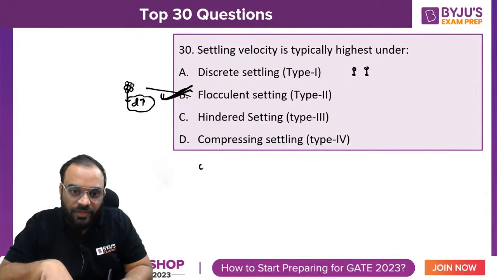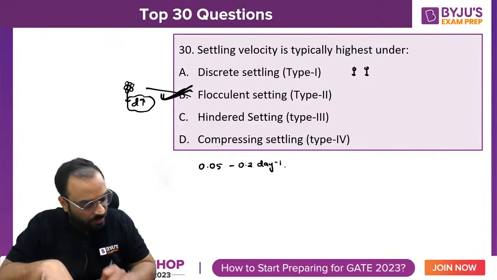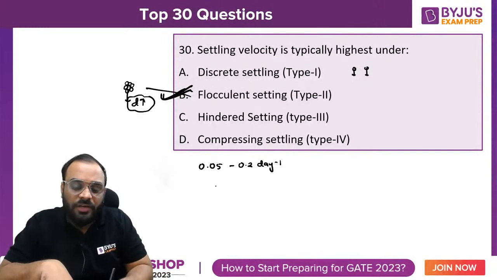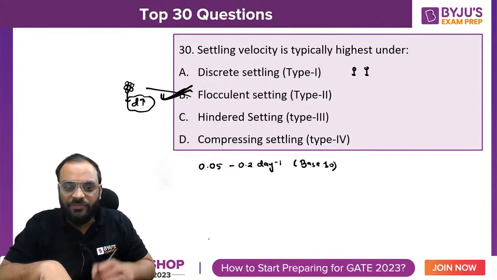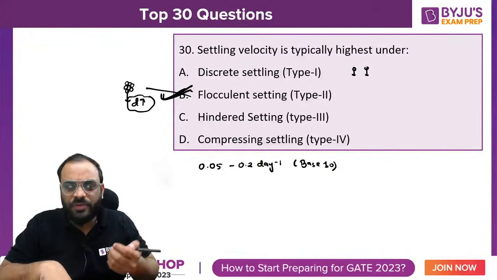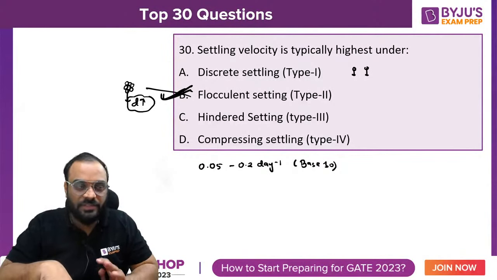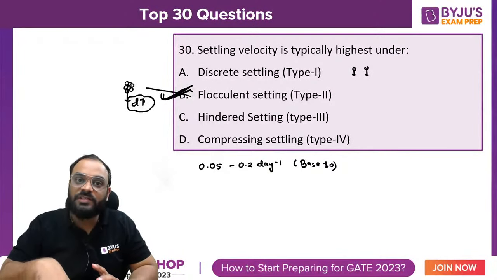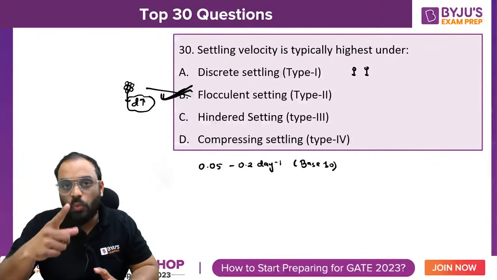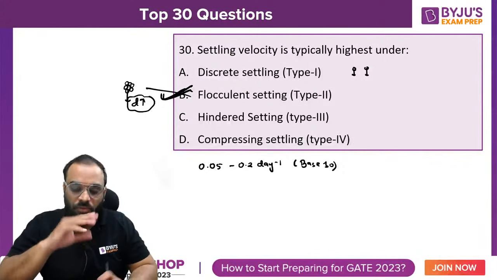Usually, the value of KD is generally in between 0.05 to 0.2 per day, and this is basically base 10. Now just imagine, guys, if you get any value which is greater than 0.2, and it is not mentioned whether it is base 10 or base e, then you will consider that it is base e. If it is given, then it is okay; if it is not given, you can consider it to be base e.